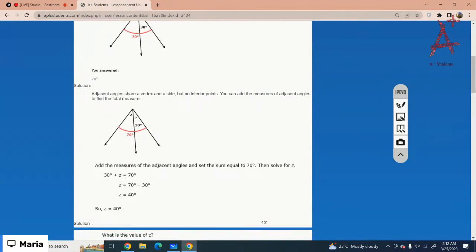Got it? Basically 30 degrees plus Z equals 70 degrees. So to calculate the value of Z, move 30 to the other side and subtract. So Z equals 70 minus 30 equals 40. Got it? So the correct option is Z equals 40. Got it?